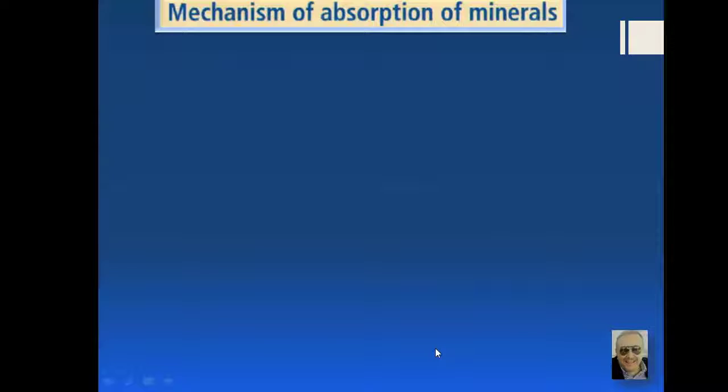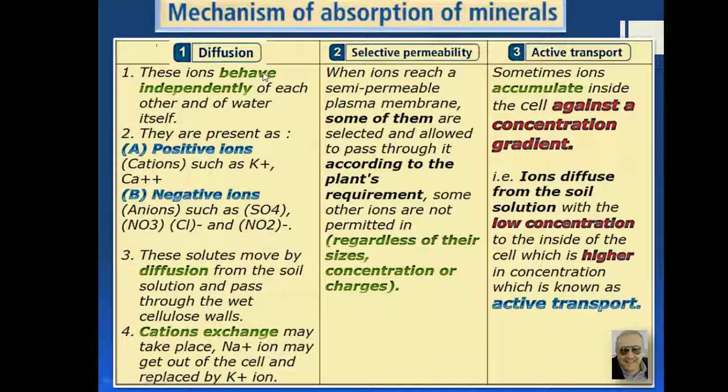So, what is the mechanism of absorption of minerals? We have 3 different mechanisms, 3 different phenomena. Number 1, diffusion. Number 2, selective permeability. Number 3, active transport. In diffusion, these ions behave independently of each other and of water itself. They are present as, A, positive ions, which we call cations, such as potassium and calcium ions. B, negative ions, which we call anions, such as sulfate, nitrate, chlorine, etc.